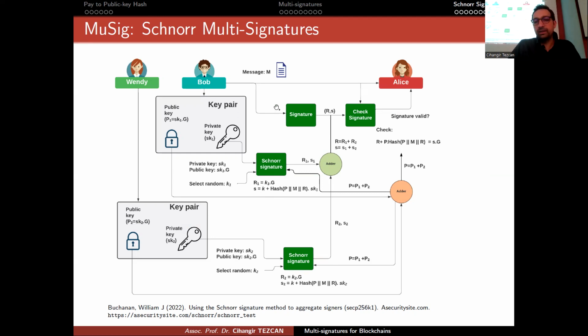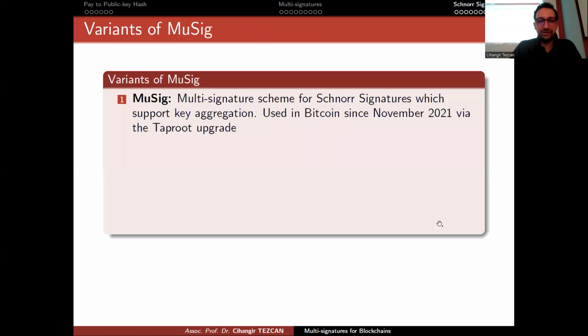Okay. So this is their signature, and Alice can check the validity of it. So the resulting signature is just the addition of R1 and R2 and S1 and S2 to produce R and S. Okay. Again, I recommend you to visit the webpage and see how it is done. I think he does it using Python. So you might be interested.